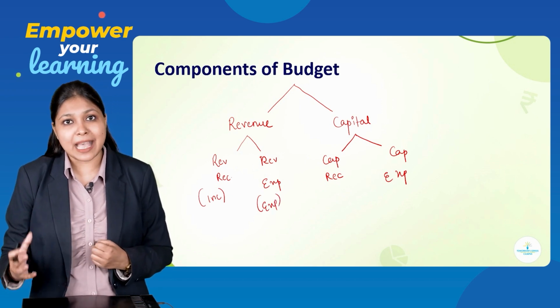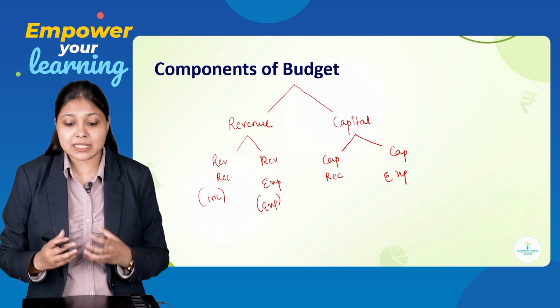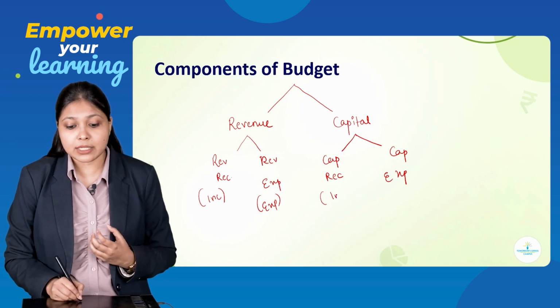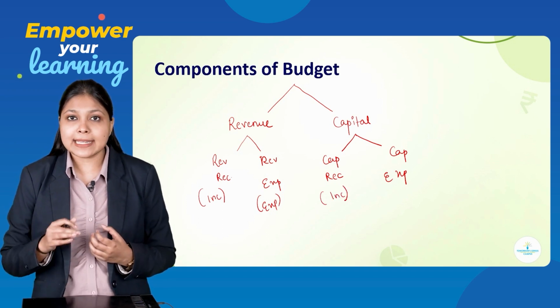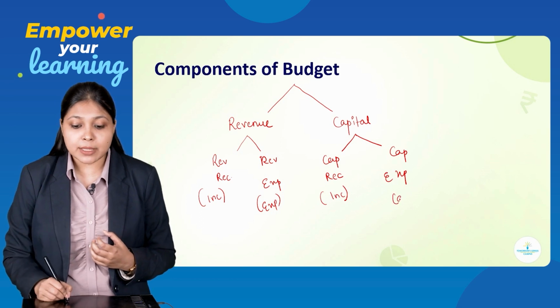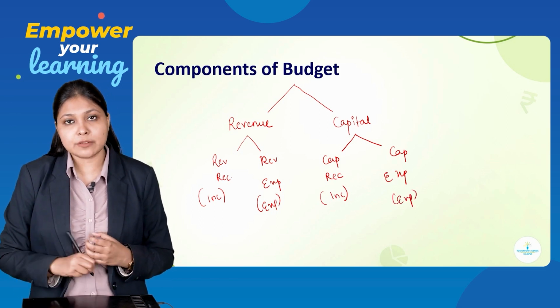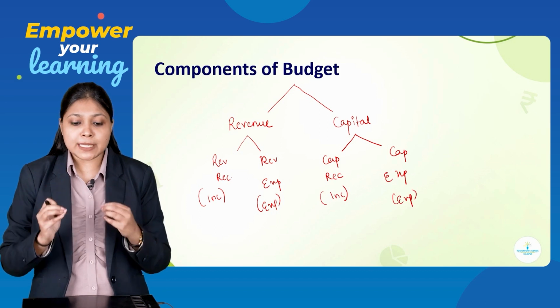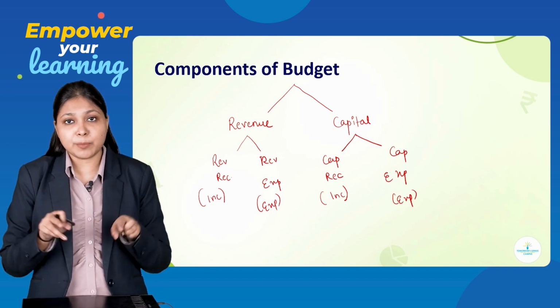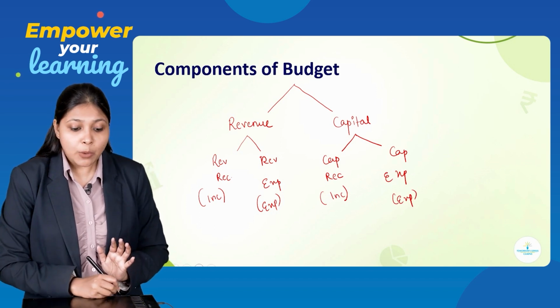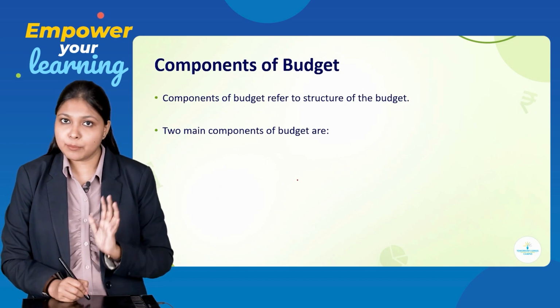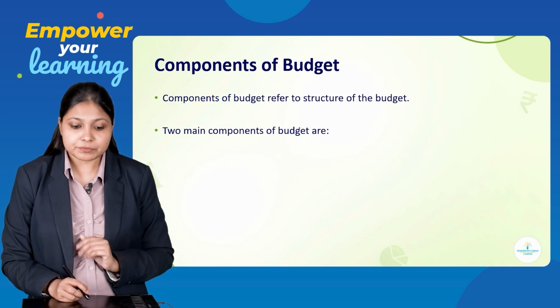Same way, under capital budget, we have two types. Capital receipts is nothing but the income of the government, and capital expenditure is nothing but a type of expense for the government. So please make sure that you remember this particular flow chart. Now one by one, we are going to see both of them individually.